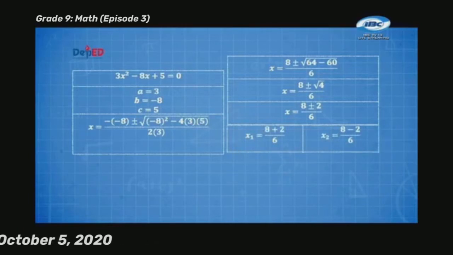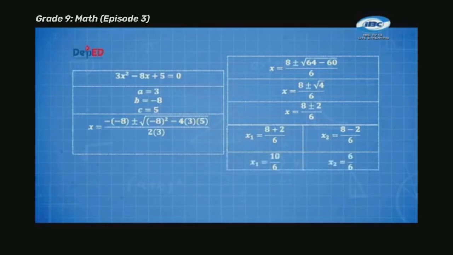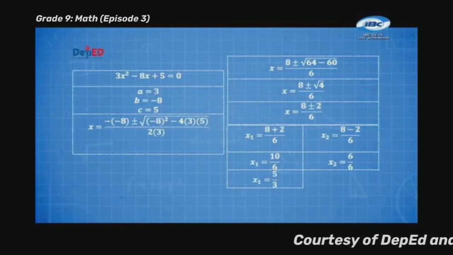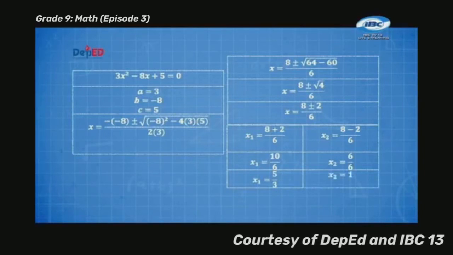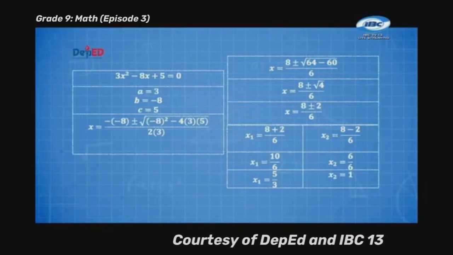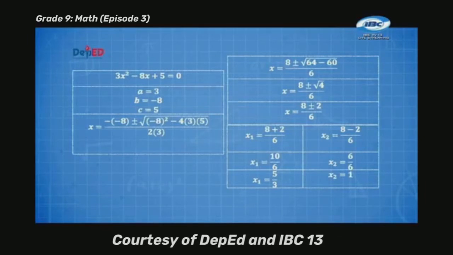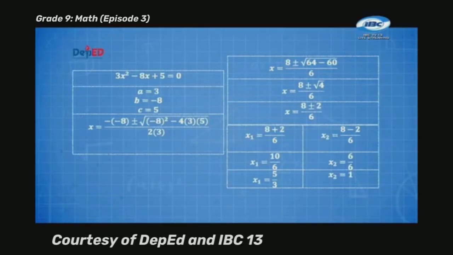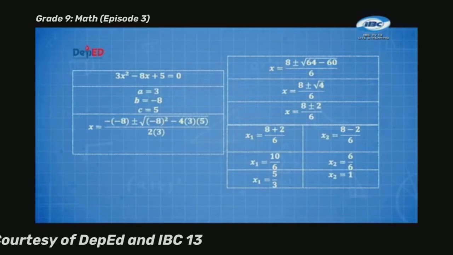x sub 1 equals 8 plus 2 all over 6, and x sub 2 equals 8 minus 2 all over 6. Then, we solve for x. x sub 1 is equal to 10 over 6 and can be simplified as 5 over 3. x sub 2 is equal to 6 over 6 and can be simplified as 1. The roots are not equal, but they are both rational.